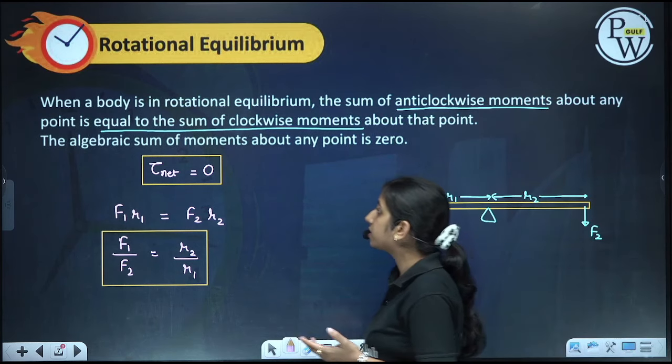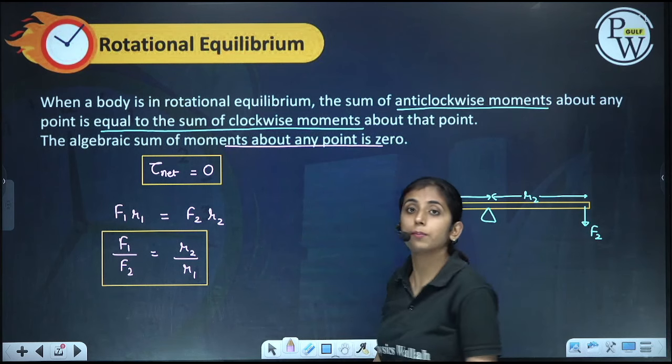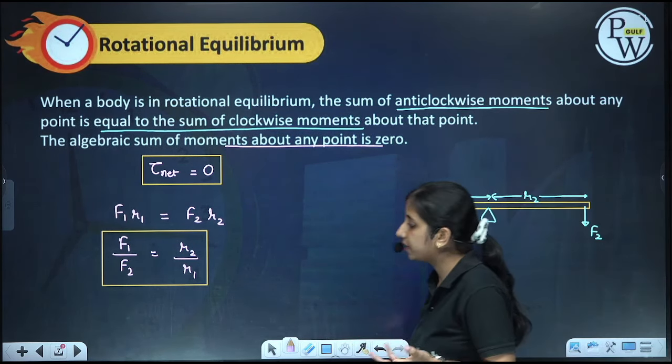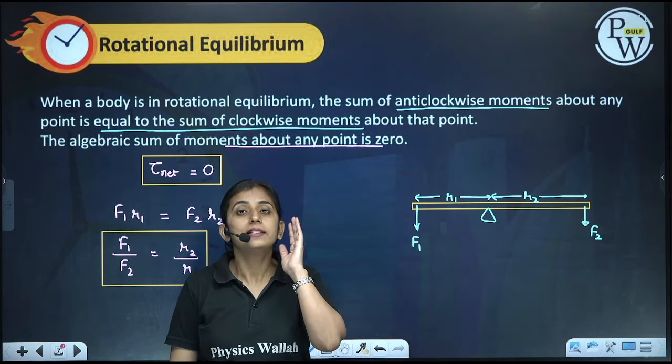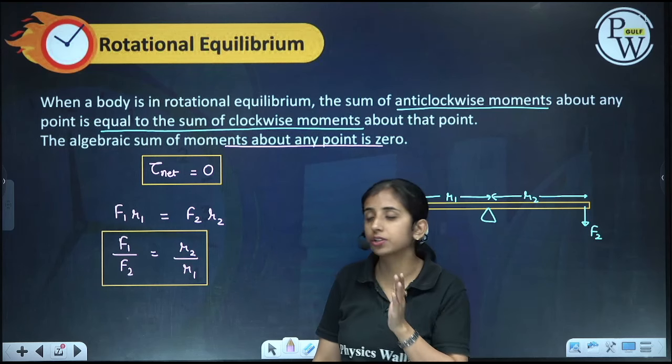So this is rotational equilibrium: when the sum of moments about any point is 0, or we can say that clockwise torque is equal to anti-clockwise torque. When the net torque about any point is 0, the body is said to be in rotational equilibrium.